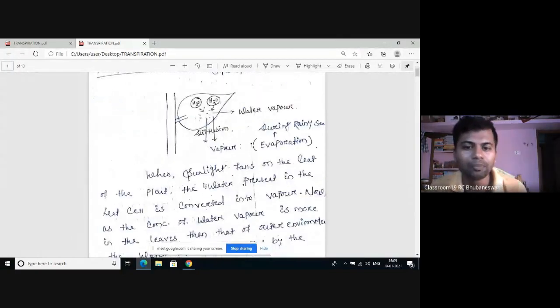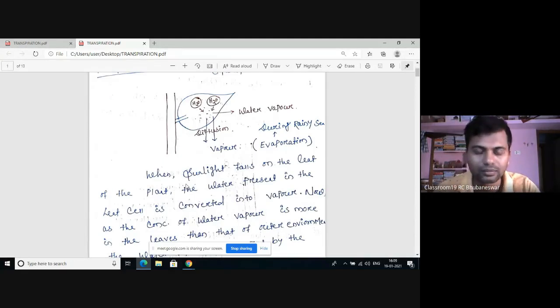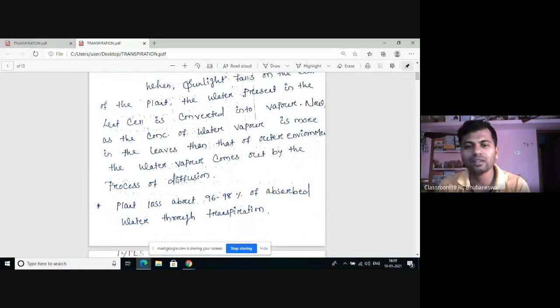If a plant absorbs about 100 liters of water, approximately 96 to 98% of the water is lost by transpiration. The plant keeps only 2 to 4 liters of water for its use. So transpiration is a wasteful process with respect to water. Here it is already written: a plant loses about 96 to 98% of absorbed water through transpiration.